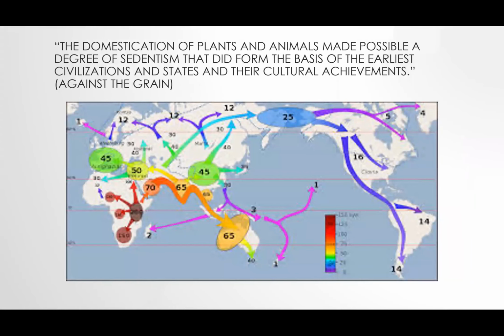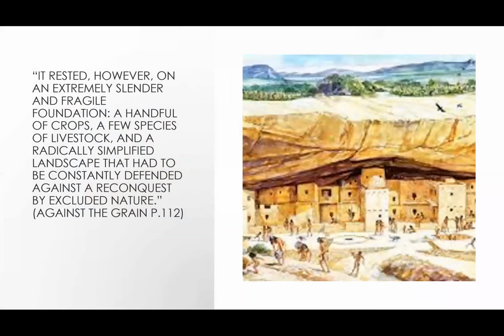The domestication of plants and animals made possible a degree of sedentism that did form the basis of the earliest civilizations and states and their cultural achievements. It rested, however, on an extremely slender and fragile foundation. A handful of crops, a few species of livestock, and a radically simplified landscape that had to be constantly defended against a reconquest by excluded nature. This is from the book Against the Grain.